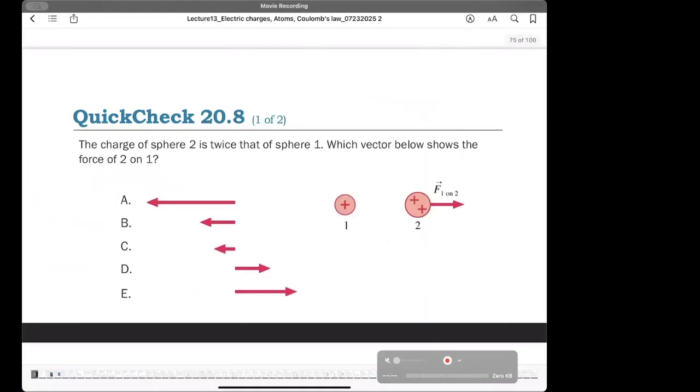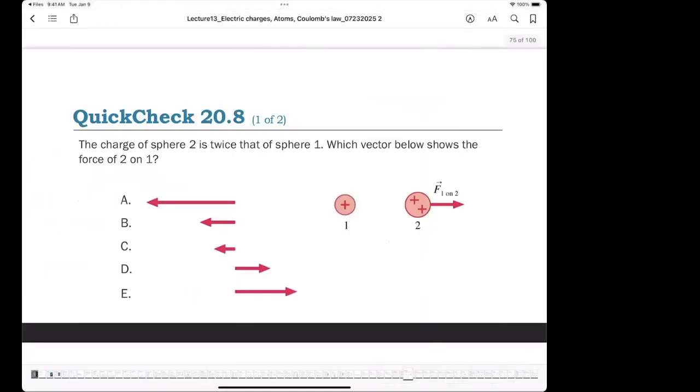Okay, let's check this question. The charge of sphere 2 is twice that of sphere 1. Which vector below shows the force of 2 on 1? 2 on 1. This is 1 on 2.